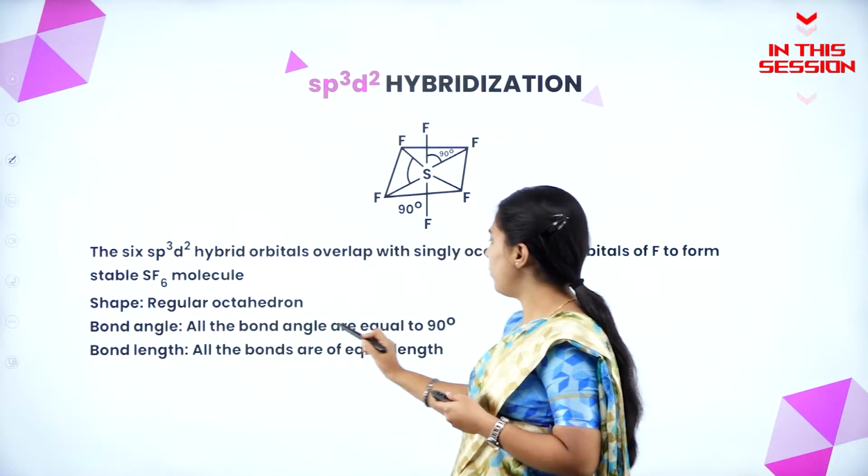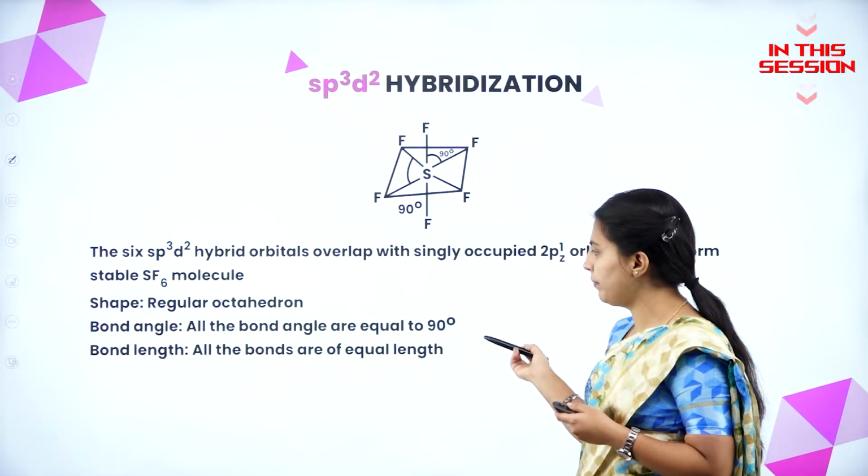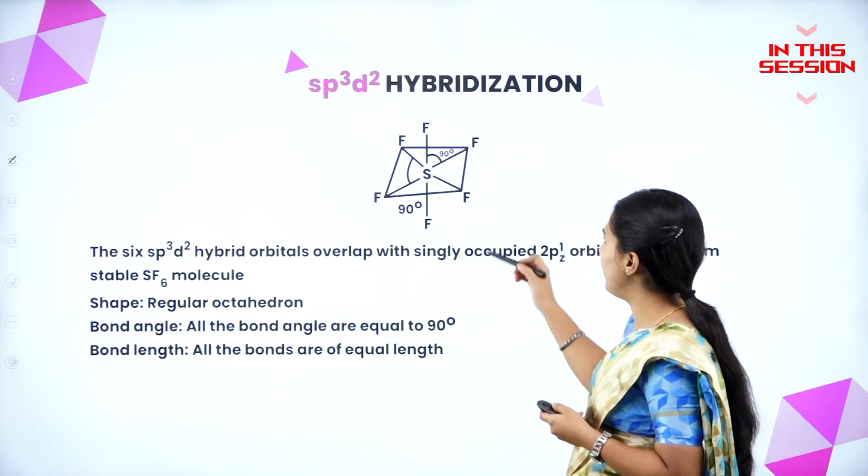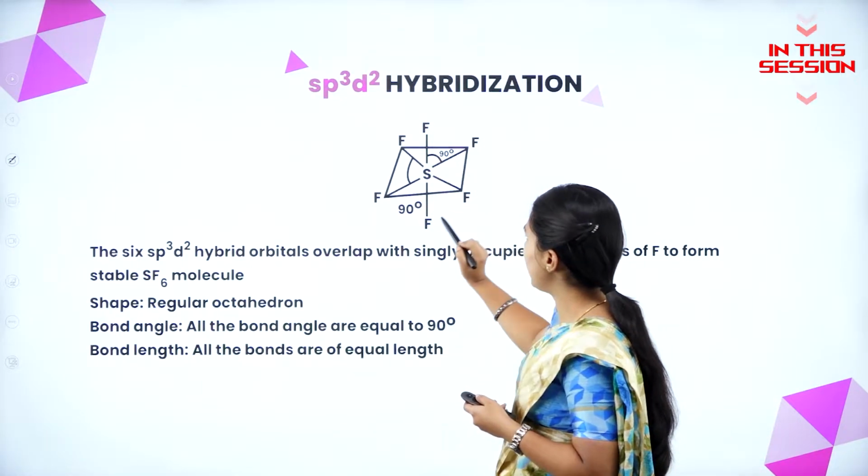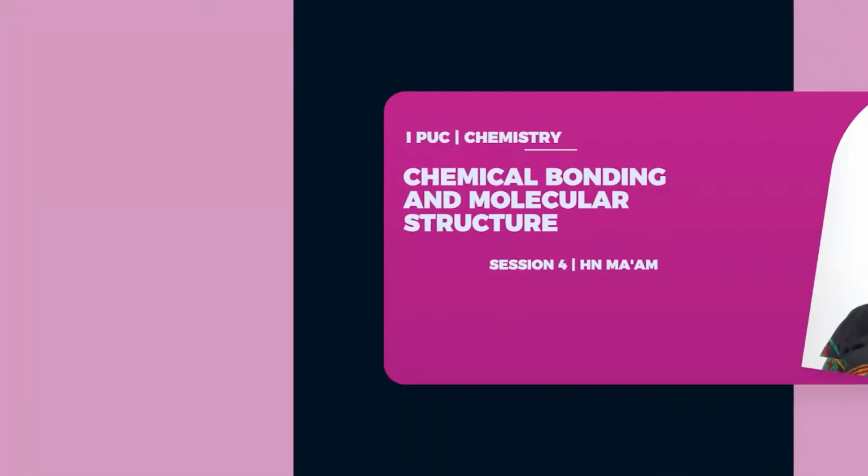The bond angle is, all the bond angles are equal to 90. That's why all the bonds are equal in length. All the sides have 90 degrees.